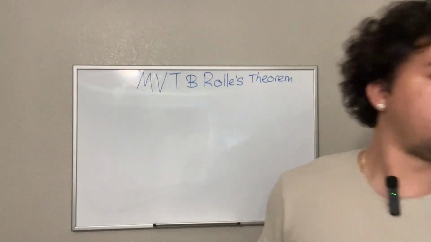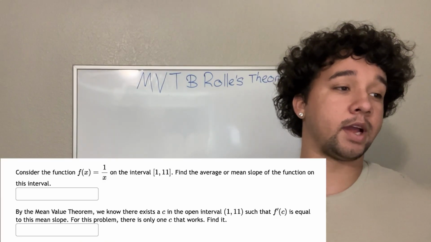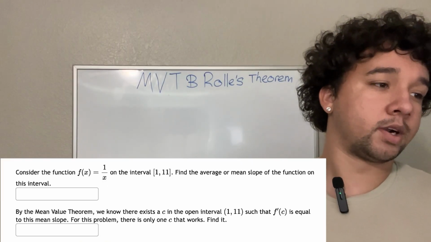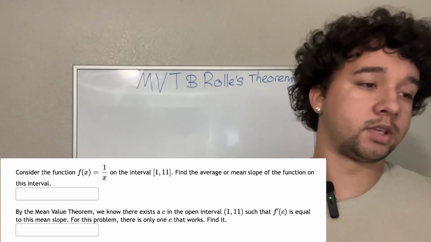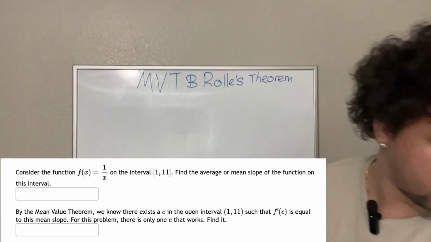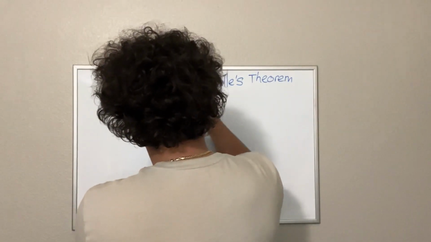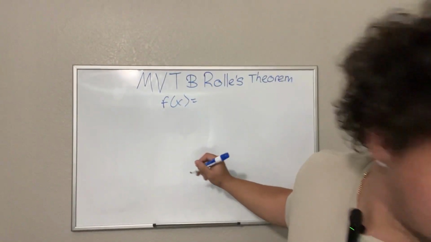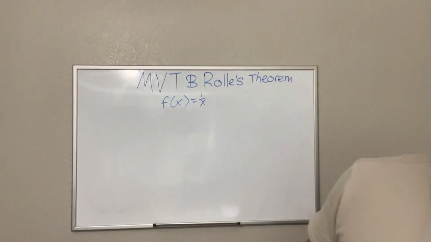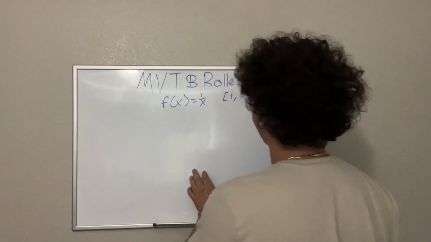So our question for this is: consider the function f of x equals 1 over x on the interval 1, 11. Find the average or mean slope of the function. And then by mean value theorem, we know there exists a c in the open interval 1, 11 such that f prime of c is equal to this mean slope. Find it. All right, simple enough. So we know that f of x is equal to 1 over x. Okay, and we know that our interval is between 1 and 11.